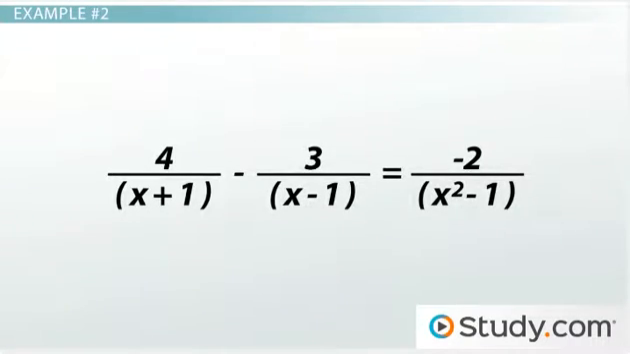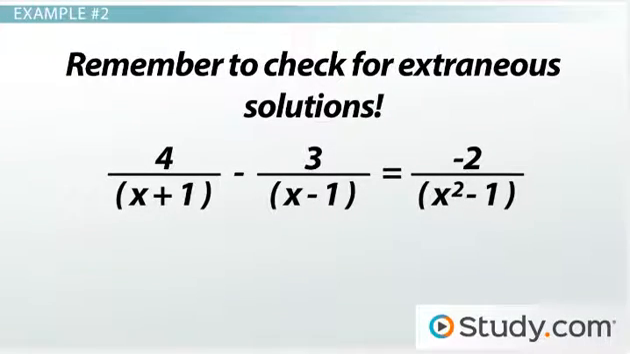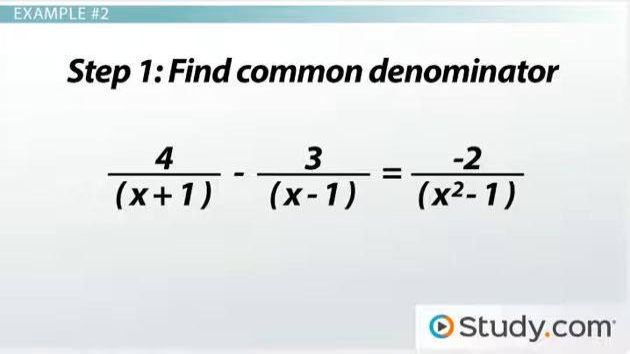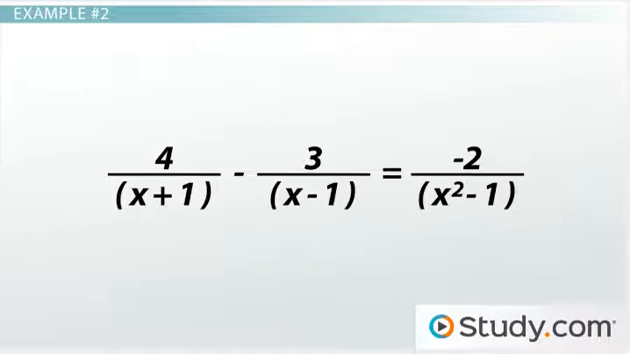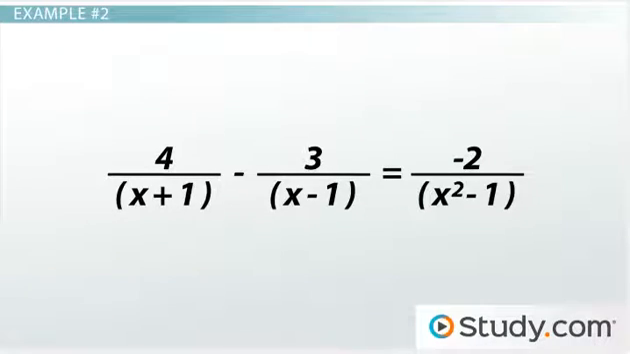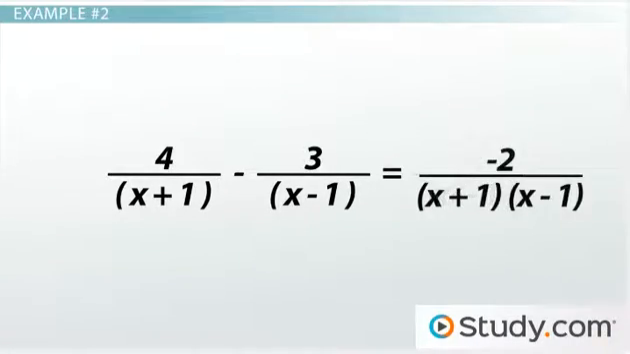Example number 2. Solve. Remember to check for extraneous solutions. 4 over x plus 1 minus 3 over x minus 1 equals negative 2 over x squared minus 1. First, we need to release our denominators. To release our denominators, we write down every denominator we see. I have found the easiest way to do this is to first factor if needed, then list the factors. X squared minus 1 equals x plus 1 times x minus 1. Our new equation looks like this.